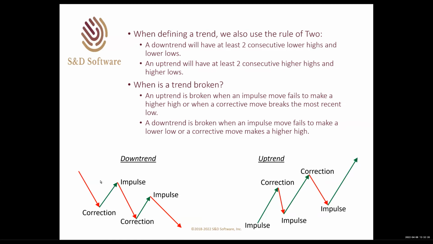If we look at it in the case of the downtrend, the pattern here, again, is lower highs and lower lows. And so if we get an impulse move that doesn't give us a lower low, then we have a failed impulse, and that breaks the pattern. If we get a corrective move that doesn't give us a lower high, but actually gives us a higher high, the pattern's broken. And that would be a long correction.